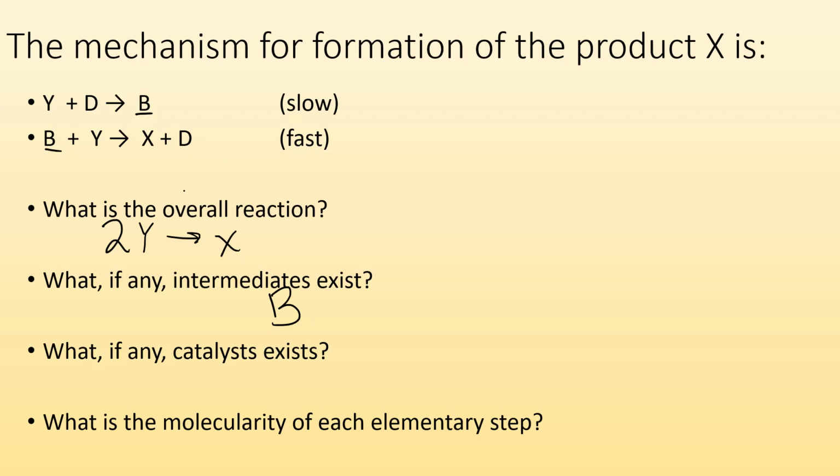What, if any, catalysts exist? Well, if you see, D gets used up in the first step, and then it's made in the second step. So we use it initially, but then we remake it. So D is going to be our catalyst. And what is the molecularity of each step? Well, both of these steps are bimolecular because they both have 2 molecules involved.